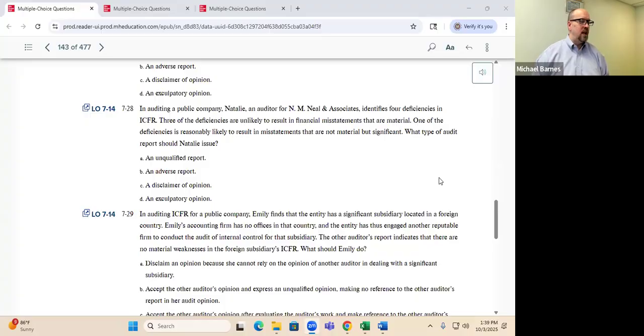And then we have one that's likely to result in misstatements, but it's not material, but is significant. By definition, that's not going to be a material weakness. That's going to be a significant deficiency. Good, okay? So let's just ignore the significant deficiency for the time being. If it was just control deficiencies, what is our report going to be? Unqualified, okay? These are minor issues. That's the dust in the corner that we talked about.